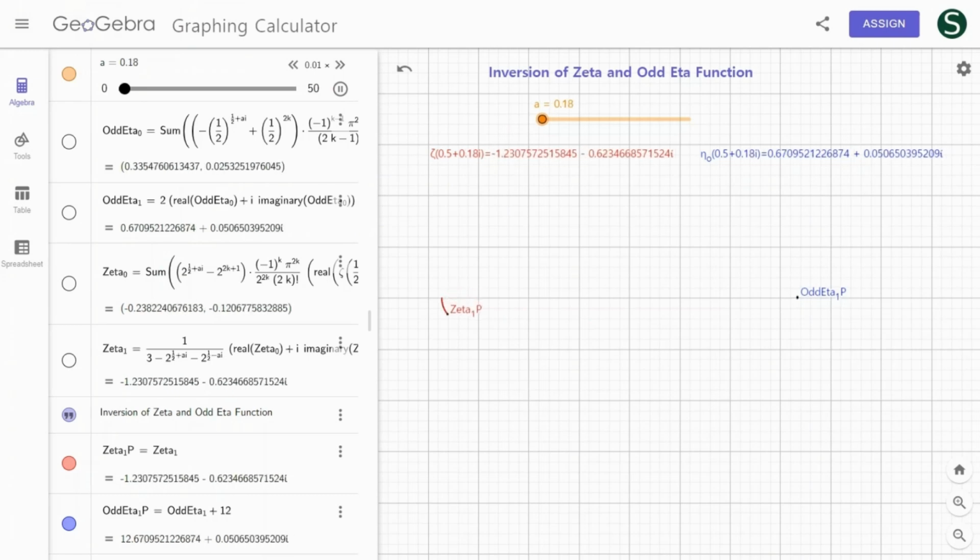The subordinate zeta function of mod 4 can be obtained by the binomial theorem of the zeta function. The subordinate zeta functions 4,1 plus 4,3 is an odd zeta function, and the subordinate zeta functions 4,1 minus 4,3 is an odd eta function.